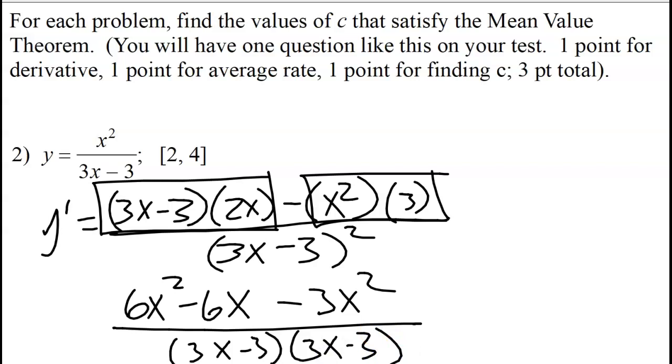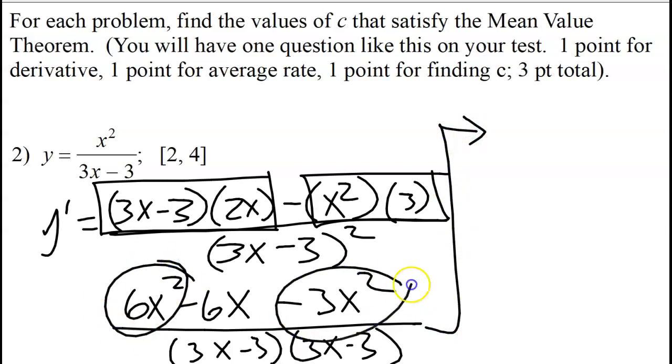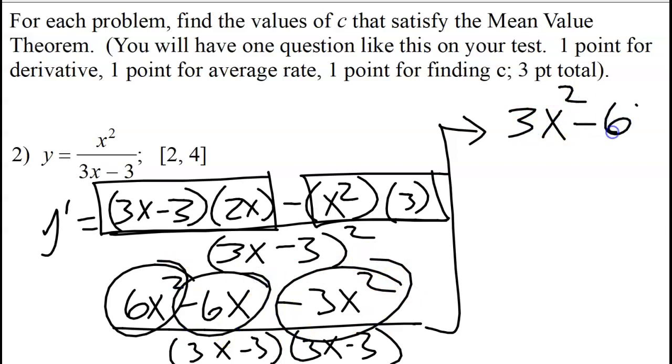So to continue here, we have 6x squared and negative 3x squared. Those can be combined to make 3x squared. And then we also have a negative 6. That's going to stay just the way it is. On the bottom, we're going to FOIL it out.